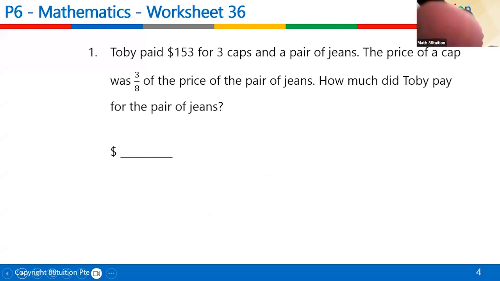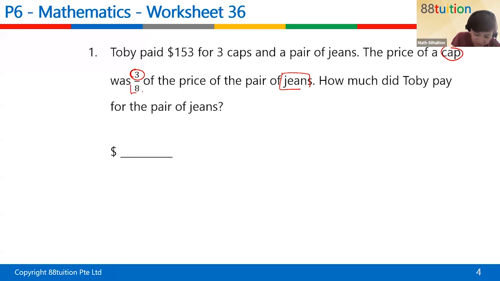Toby paid $153 for 3 caps and a pair of jeans. The price of the cap was 3/8 the price of the pair of jeans. So the 3 here belongs to the price of the cap, and the jeans here refers to 8. Okay, so can I say for 1 cap, it is 3 units of dollars. For 1 pair of jeans, it will be 8 units of dollars.